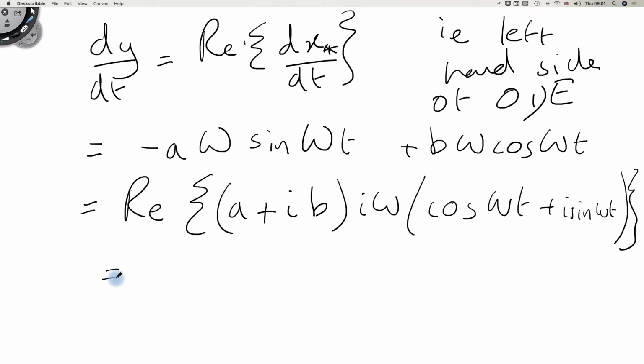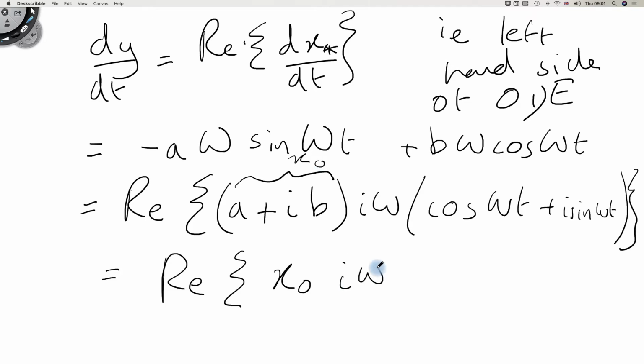So that then equals the real part. Now if I call a plus ib x naught, so if I call this complex initial conditions, this is our initial conditions, and I then have I omega, and by Euler's formula I know that this is e to the I omega t. So this is then the link between what I've started off with, a real sine and cosine that you can plot out depending on the initial conditions, and it's linked then to the e to the I omega t solution by the real part.